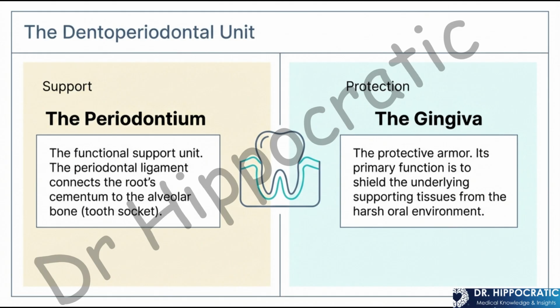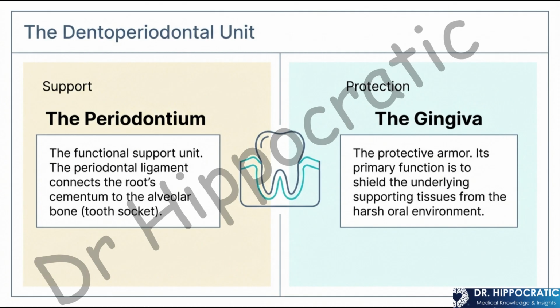Yep. The left box is labeled support, and the right box is labeled protection. Let me just read the support box for you, word for word. The periodontium, the functional support unit. The periodontal ligament connects the root cementum to the alveolar bone, tooth socket. We really need to pause and dismantle the mechanics of that statement because it's crucial. Yeah, let's break down that functional support unit.